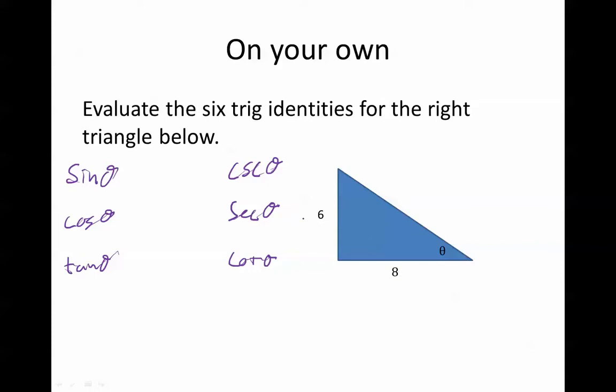I do need to have all 3 sides to be able to do this. So I'm going to need to use my Pythagorean theorem in order to find this third side. So this is 6 squared plus 8 squared equals c squared.